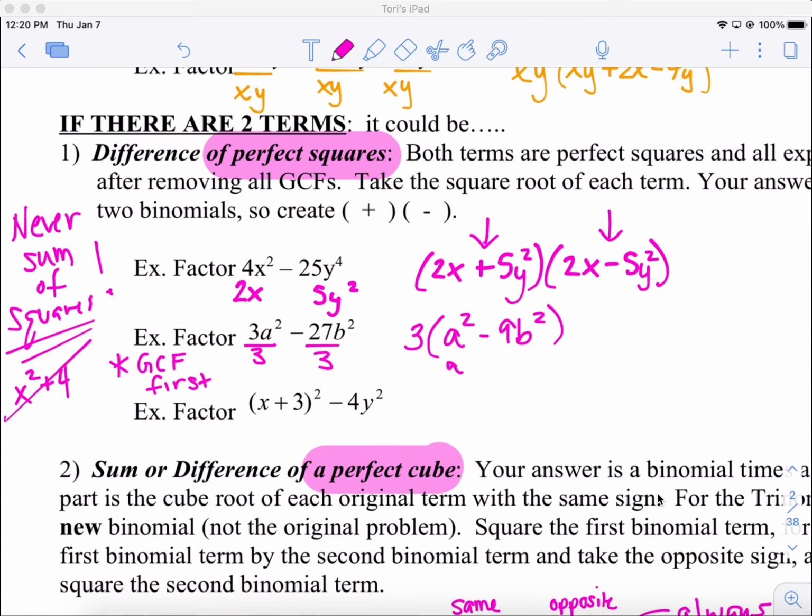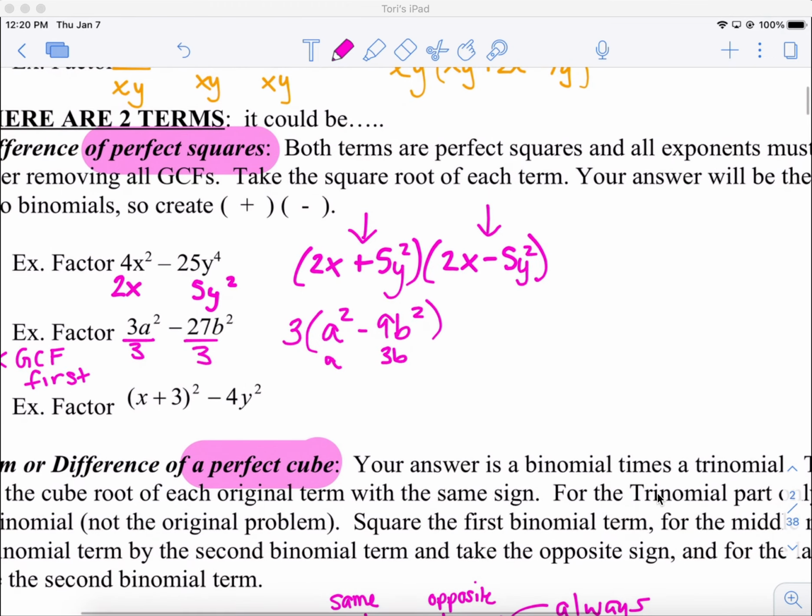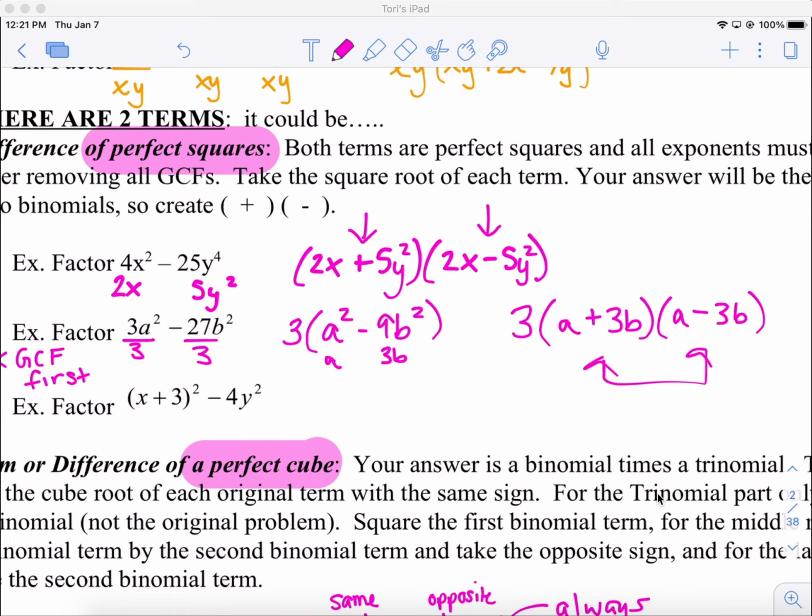So this is an a, this is a 3b. So when I break it apart, I keep the 3 on the outside. That's my GCF. But this time I want to do a and 3b, a and 3b, once with a plus sign, once with a minus sign. Order doesn't matter. It's not a big deal. If you were to rewrite these in different orders, minus first, plus second, it would not change the answer. Okay? All right, last one I want to go over like this.